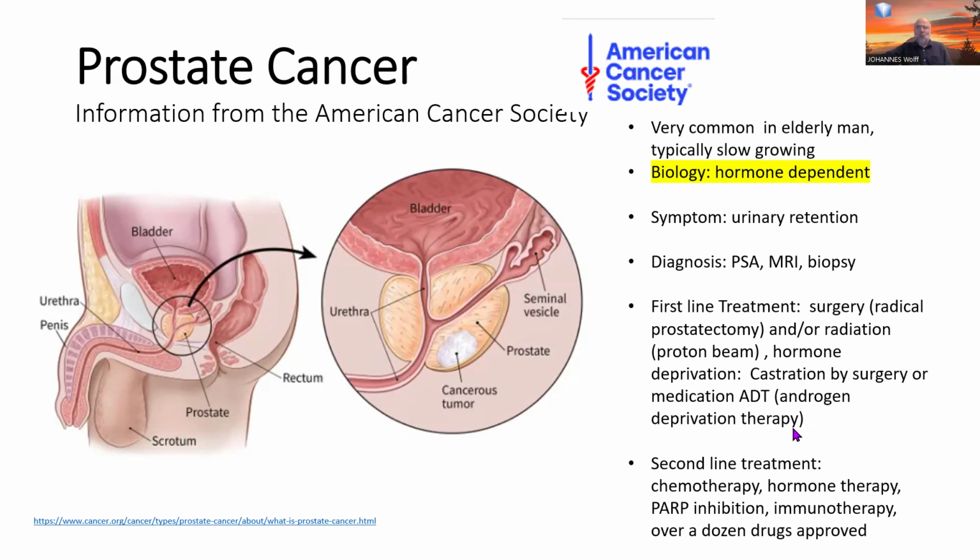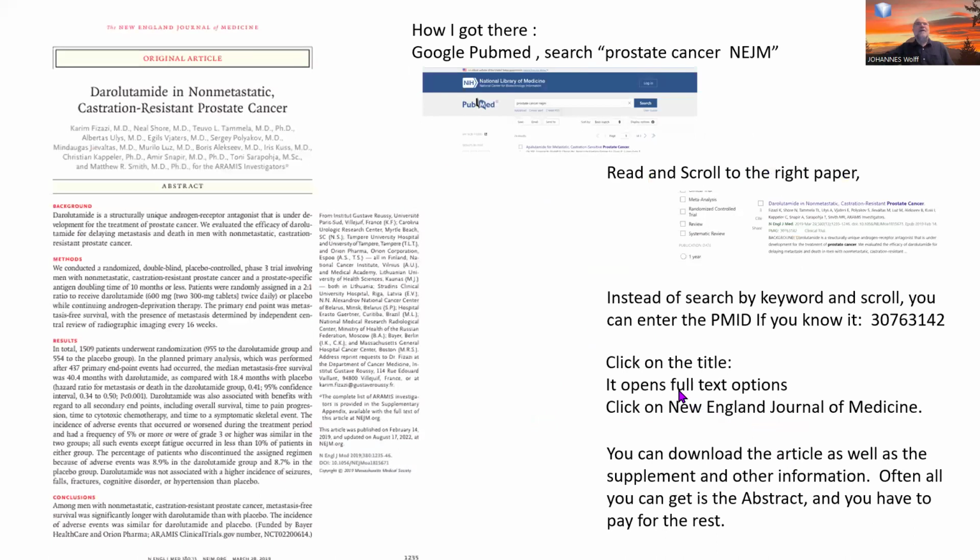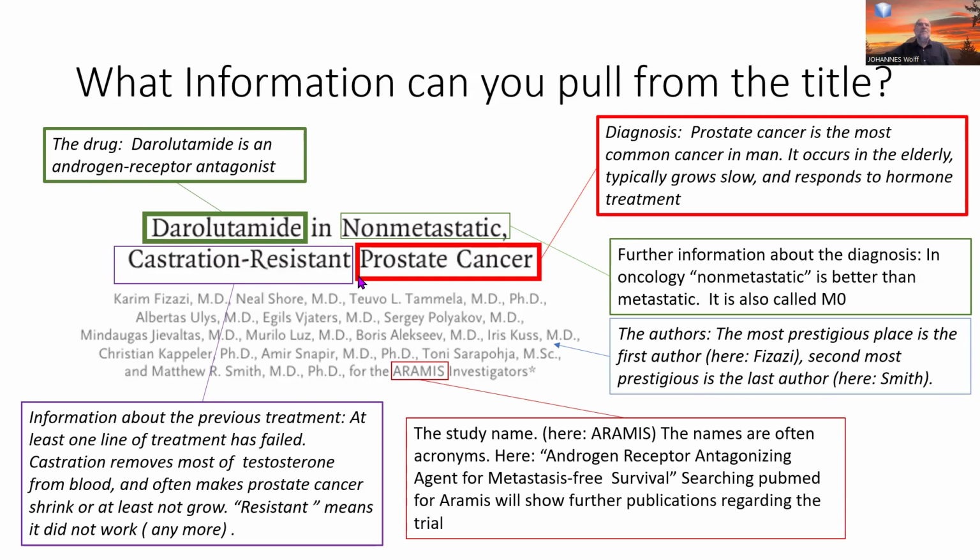If that doesn't work, then there is a longer line of treatments. Those include various chemotherapeutic agents, other hormone therapy, PARP inhibition, immunotherapy. There's well over a dozen drugs approved for prostate cancer. Let's look at one of those. The most important information from the title, in my view, are the last two words, prostate cancer. That's the diagnosis we're treating here.